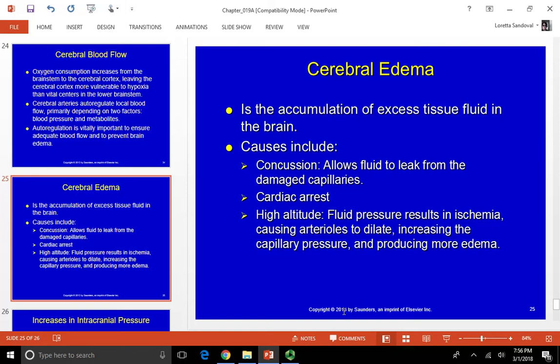Causes of cerebral edema include concussion, because the trauma allows fluid to leak from damaged capillaries into the extracellular space. Cardiac arrest, because it messes up that auto-regulation. And high altitude. Differing fluid pressure results in ischemia, causing arterioles to dilate, increasing the capillary pressure and producing more edema in the brain. So you can have effects from cerebral edema at high altitude. Next time you go to Tibet or South America, be careful.